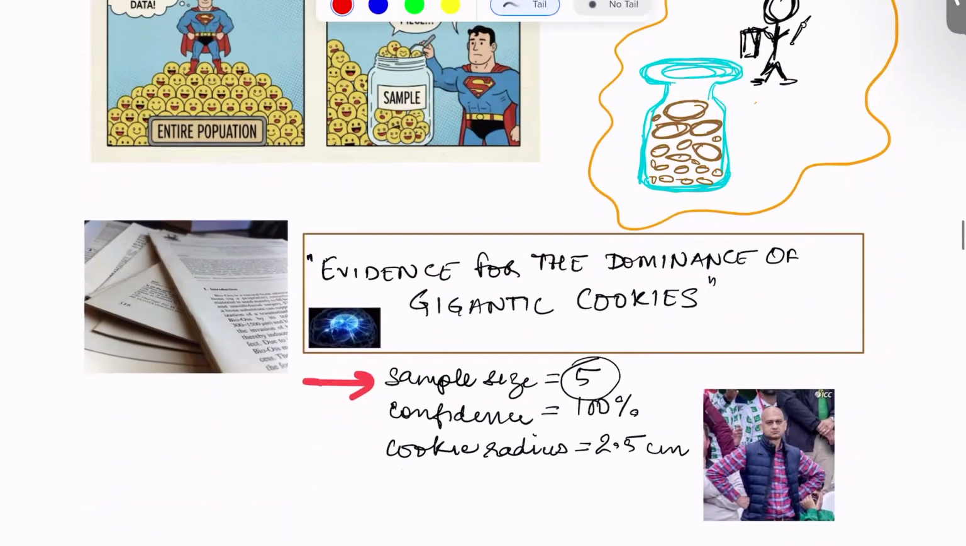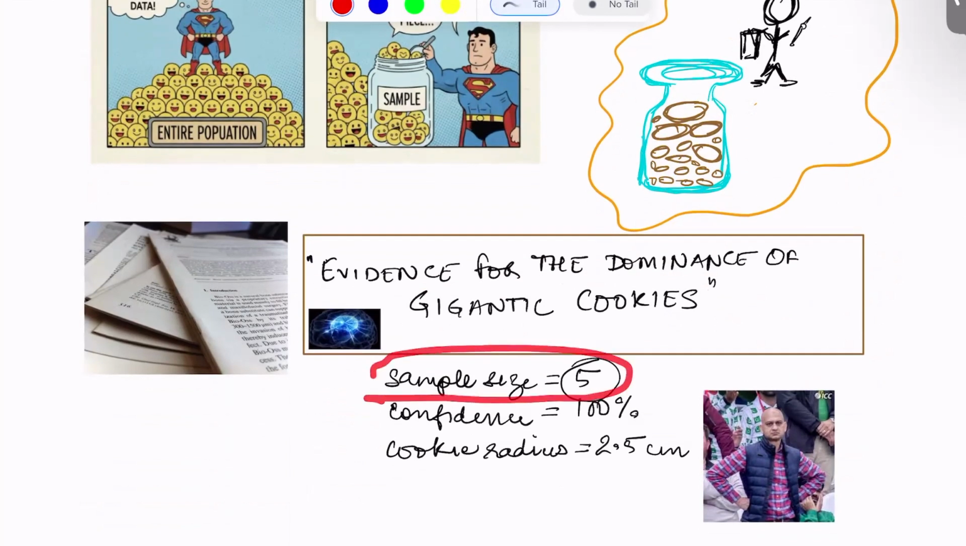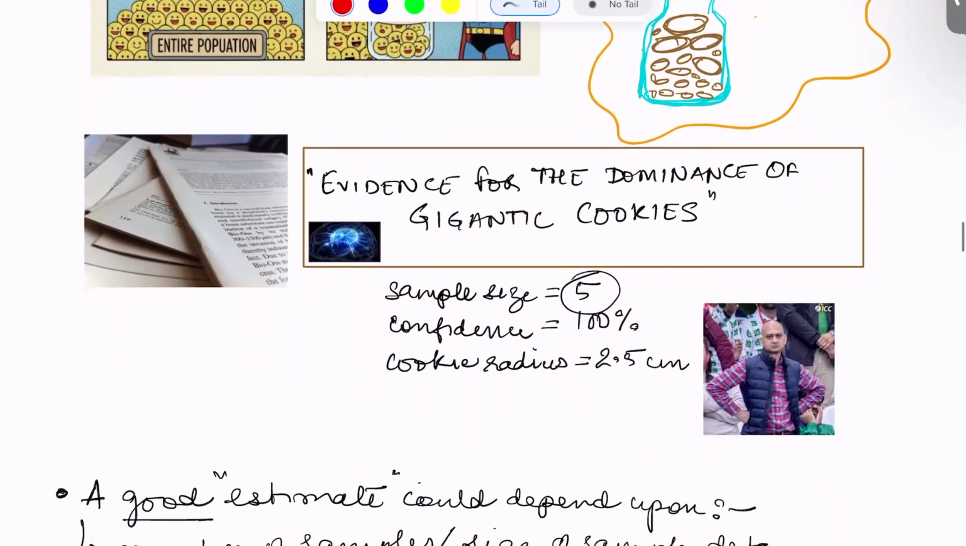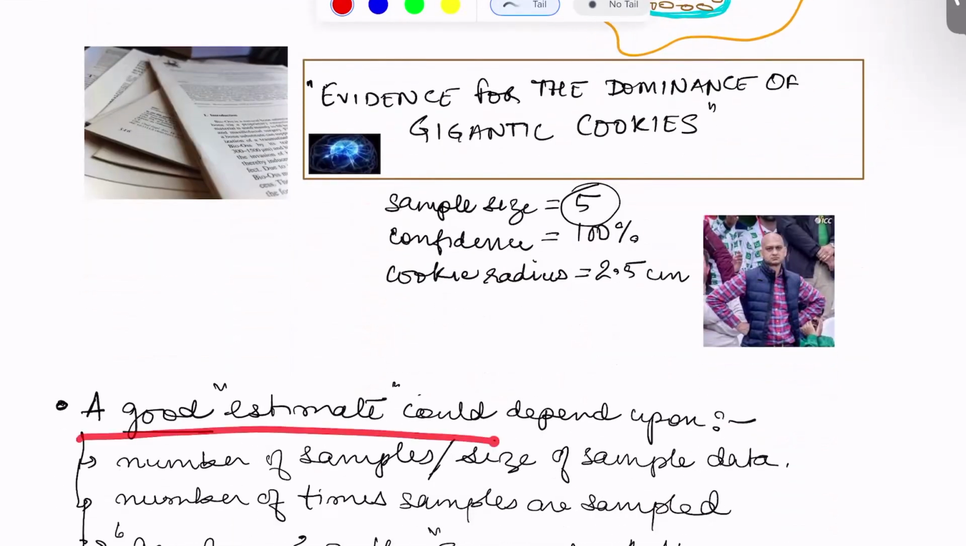Is it a proper thing to do? Like, the sample size, let's say, was just 5. The confidence for whether the cookies are gigantic or not is 100%. And say they say that the cookie radius is 1.5. So let's say if it is more than 1.5, the cookies are a lot bigger than expected. So how do we define what a good estimate is?